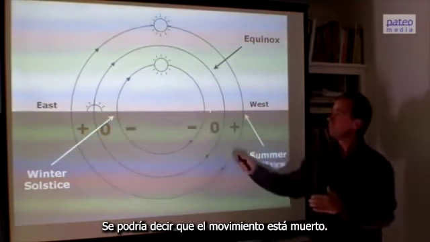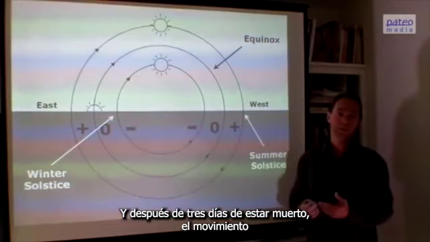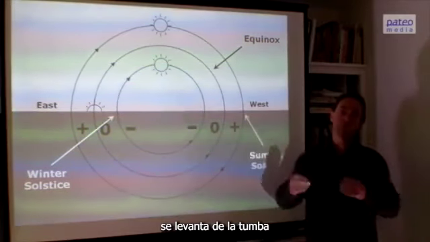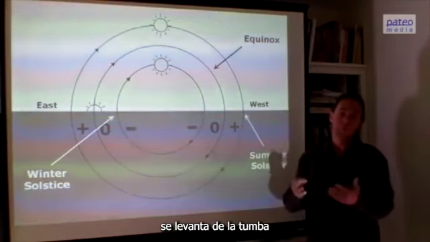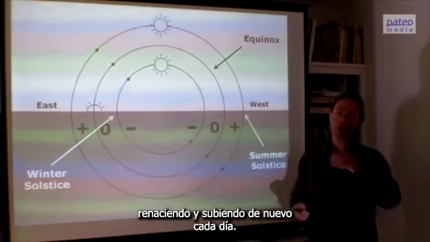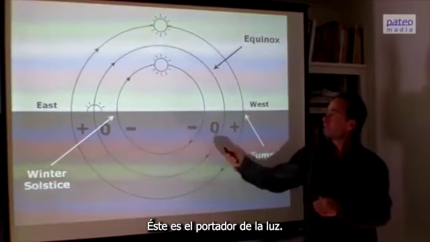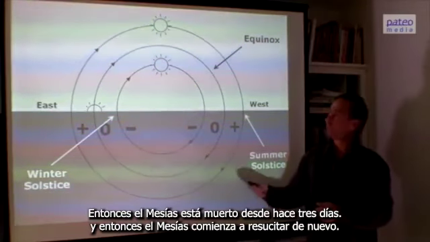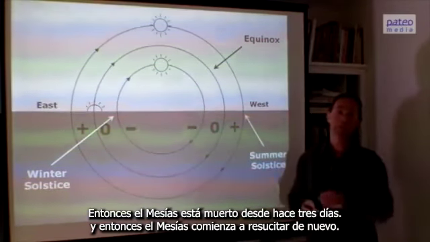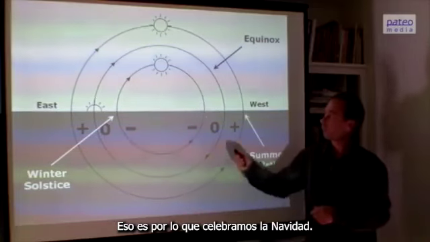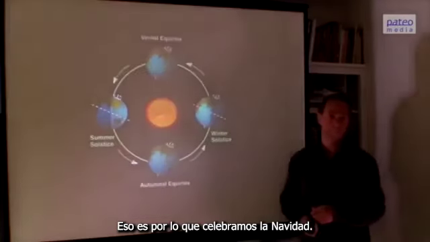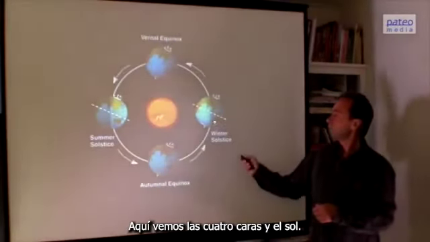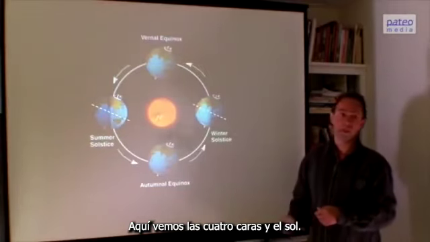We could say the movement is dead, and after 3 days being dead, the movement rises from the grave, rebirthing itself and going up again every day. This is the light bringer, and the light bringer also means Messiah. So the Messiah is dead for 3 days, and then the Messiah starts to rise again. That's what we celebrate at Christmas. Here we see the 4 phases and the sun, Helios, in the middle.